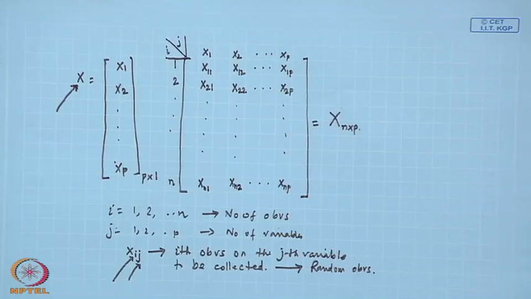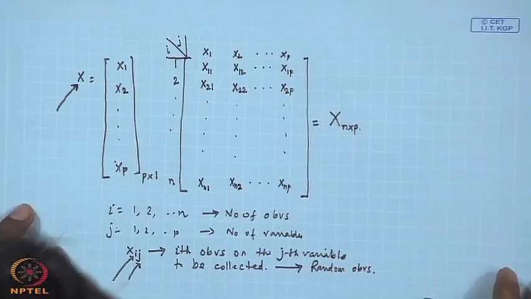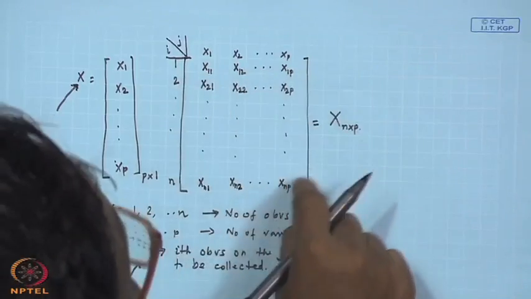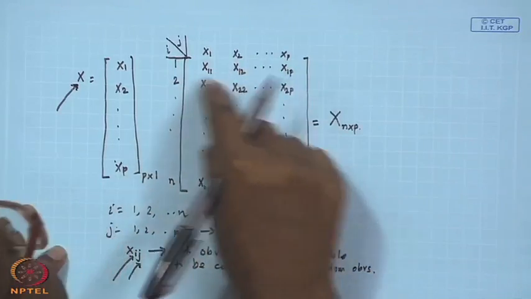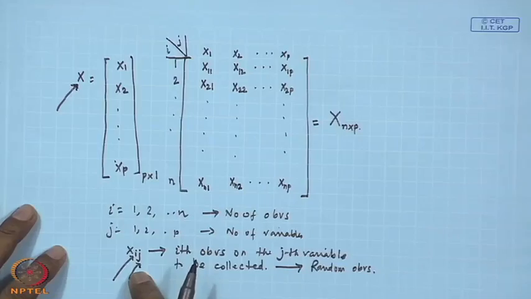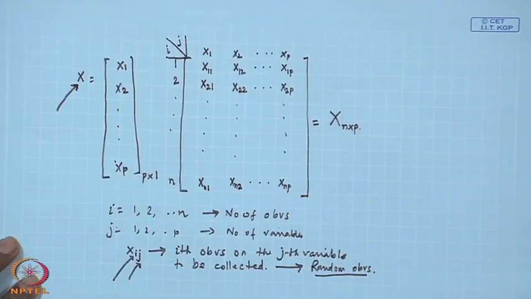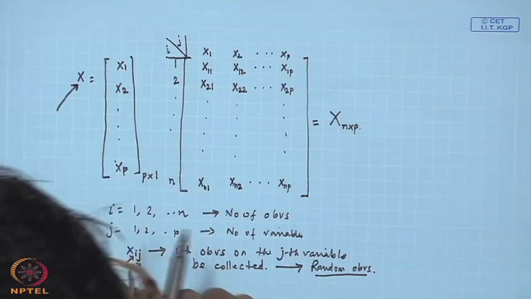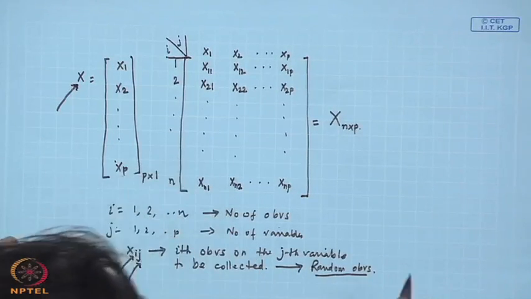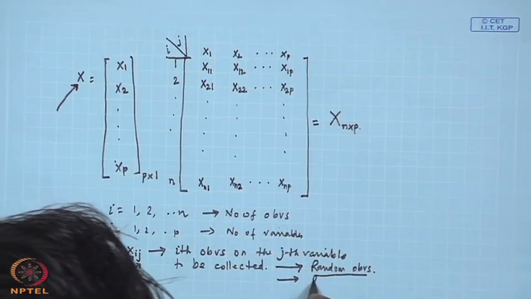As you have not collected data, you are just planning to collect data. Any value of x_ij can be found depending on the spread of that variable. You will be getting some value, but you do not know what that value is. That is why we are saying it will be a random observation, and x_ij is a random variable.